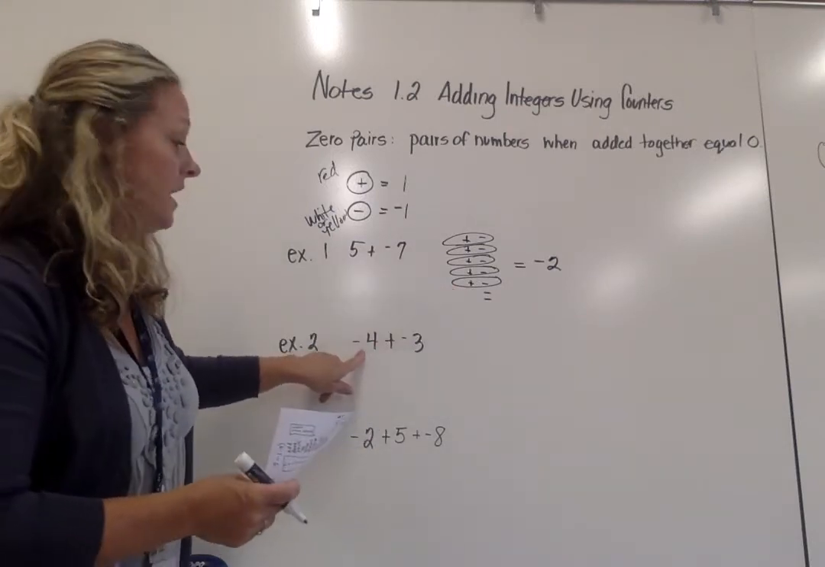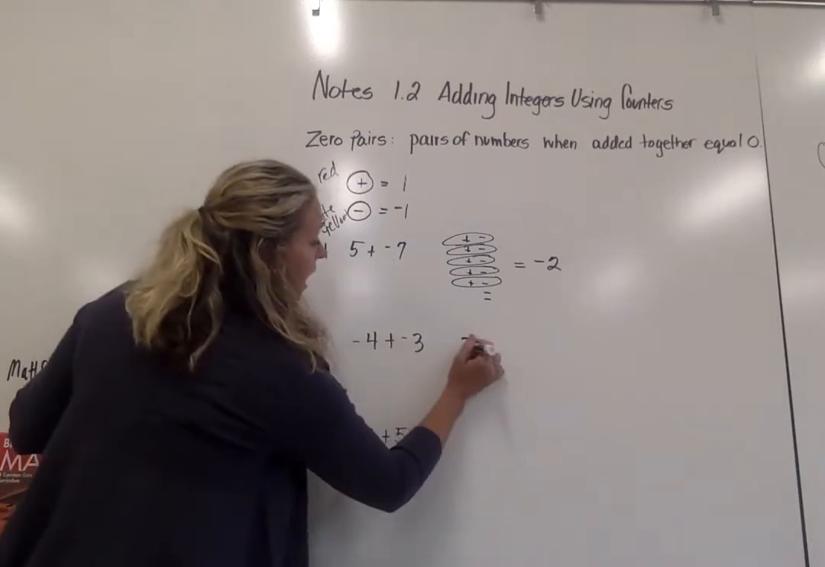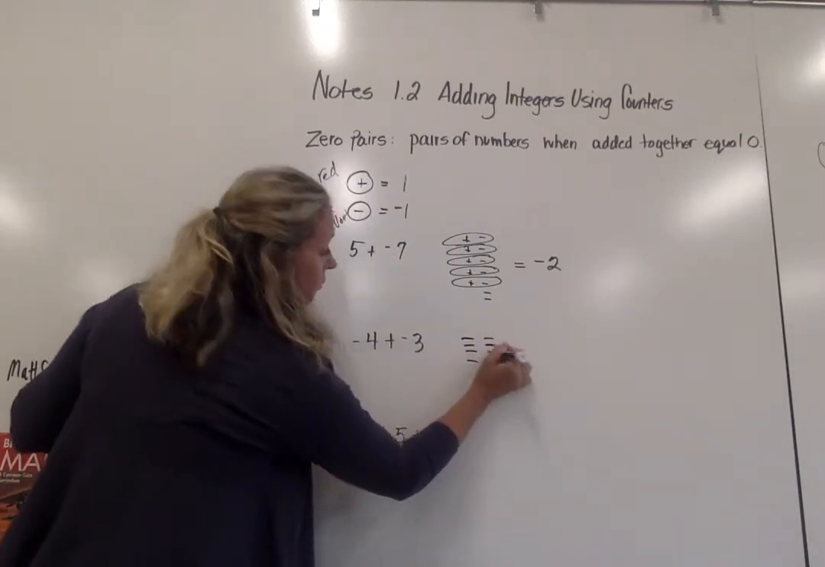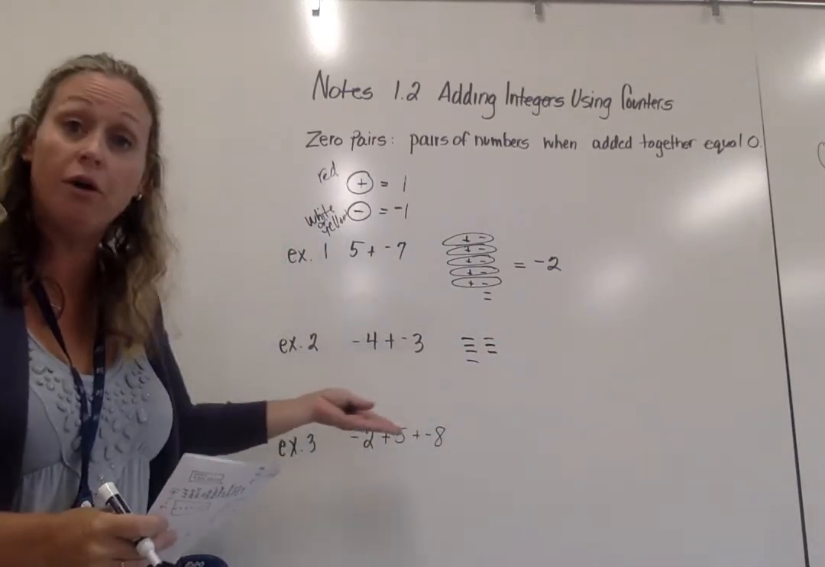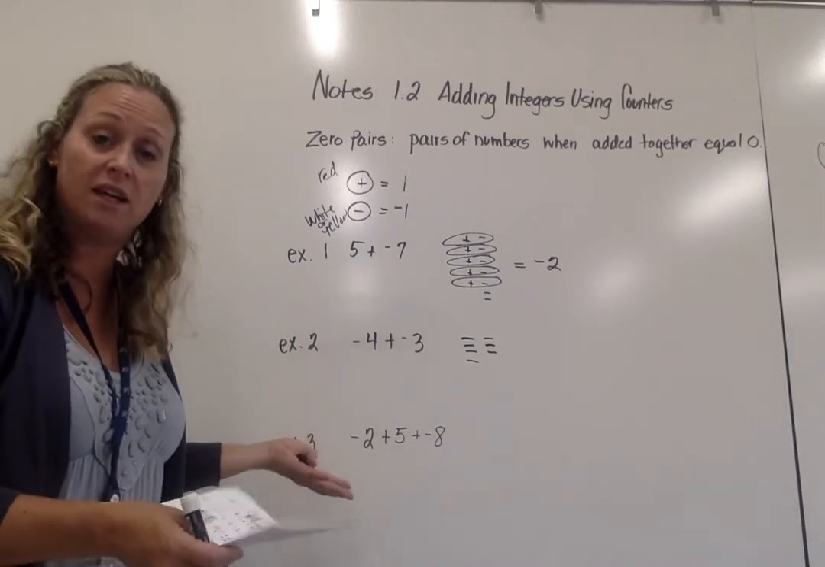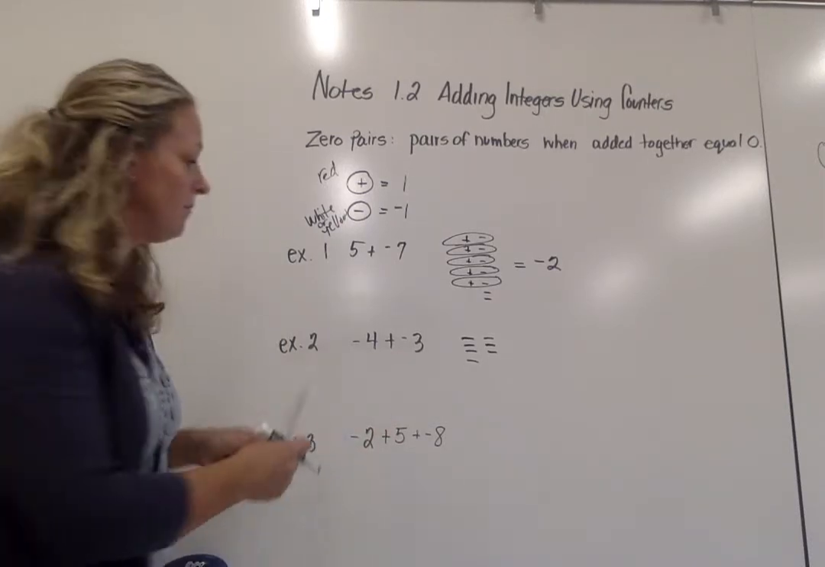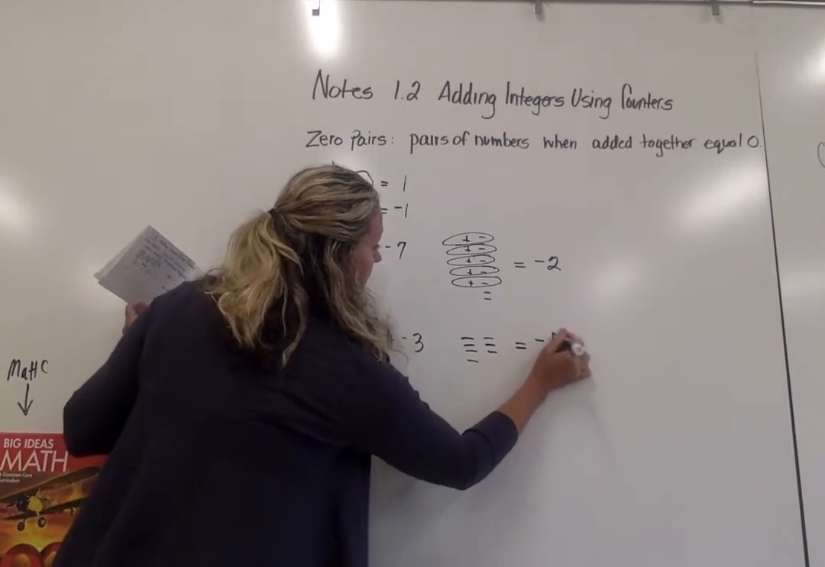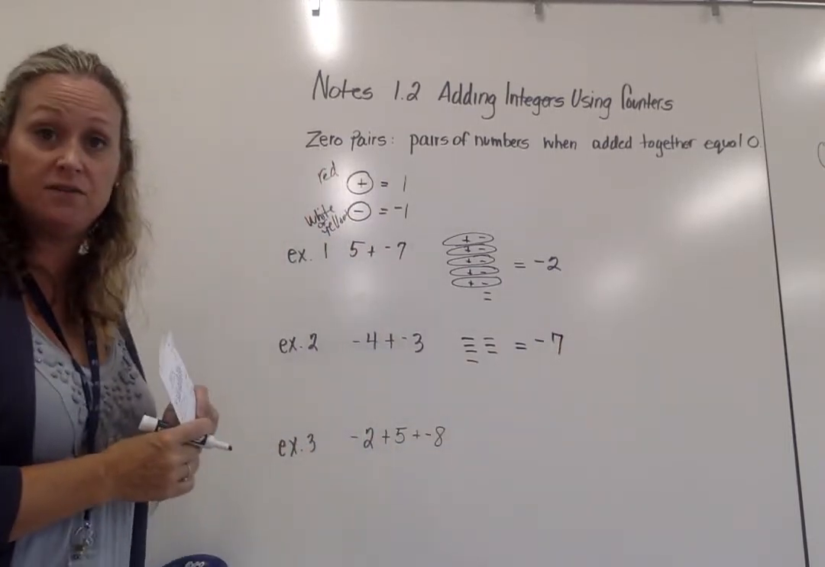In this problem, negative 4 plus negative 3, I have 4 negatives and 3 negatives. As you notice, there are no zero pairs, so there's nothing I can get rid of, circle, or cancel out. Therefore, my answer ends up being 7 negatives.